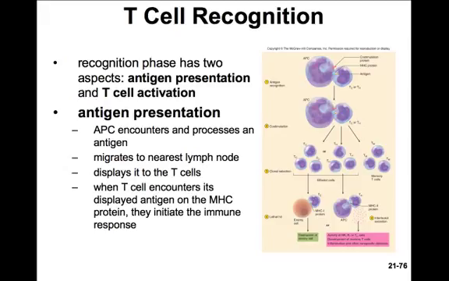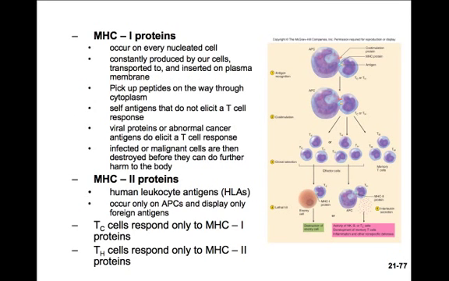When the T cell recognizes this antigen that's being presented by the major histocompatibility complex of an antigen-presenting cell, it will initiate an immune response. There are two classes of MHC proteins. There are MHC1 proteins and MHC2 proteins. The MHC1 proteins occur in every single nucleated cell, so they don't occur in red blood cells because they have no nucleus. They're constantly produced by our cells, and they're transported to the plasma membrane and inserted into it.